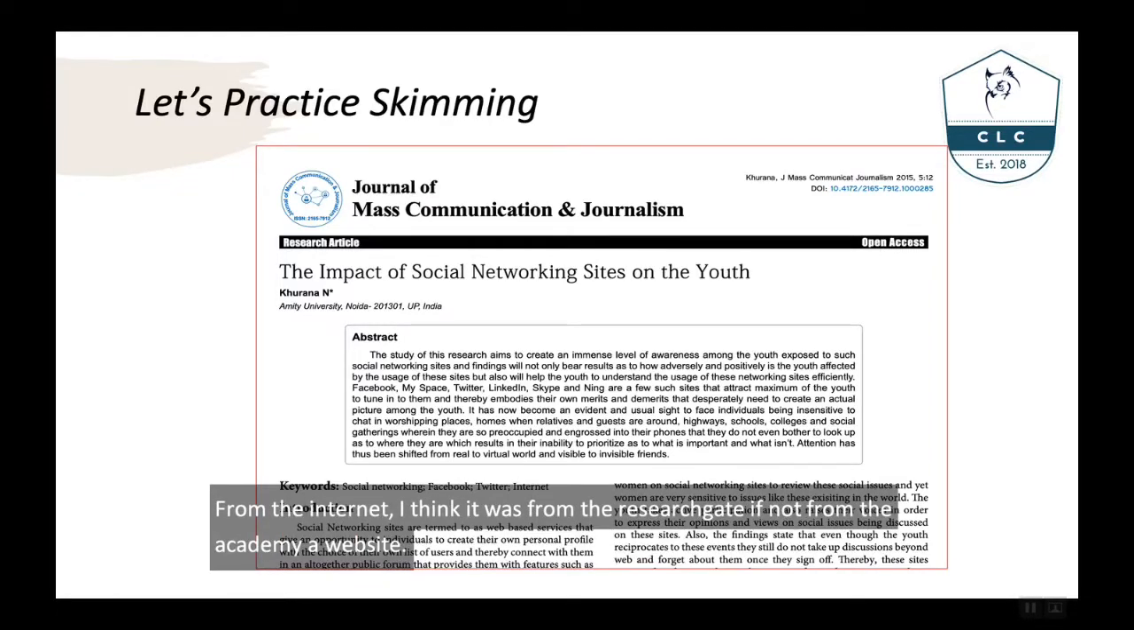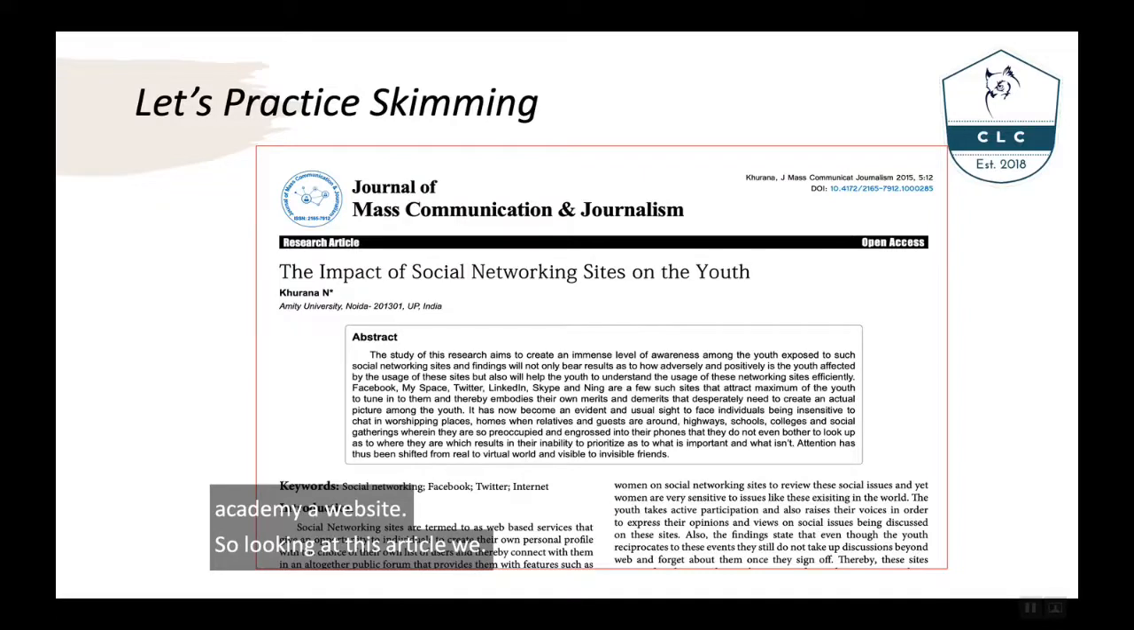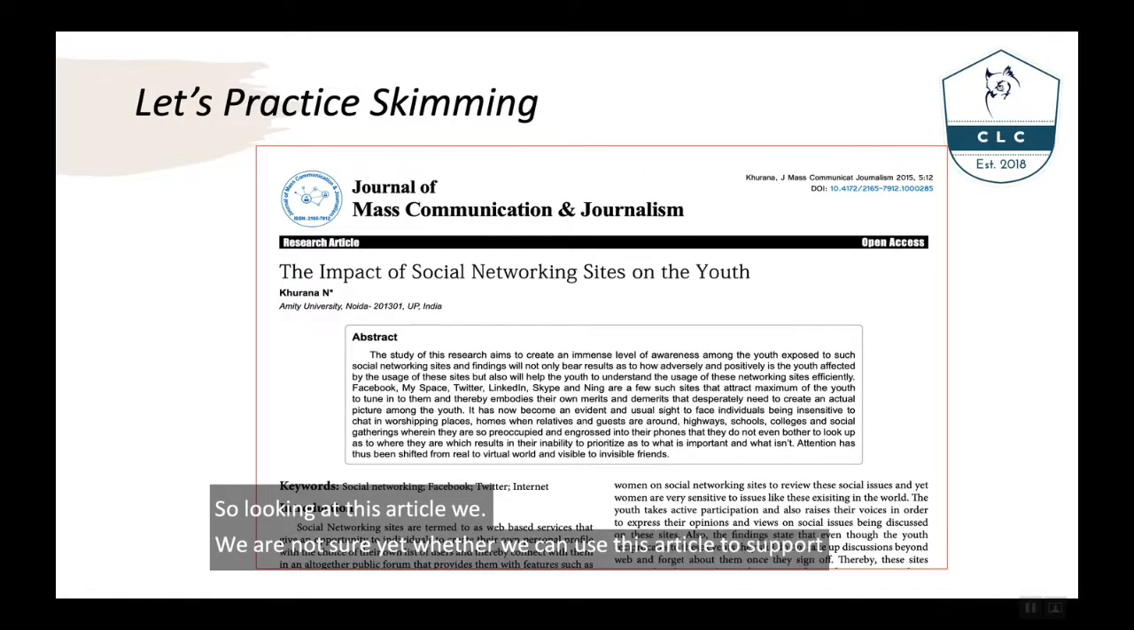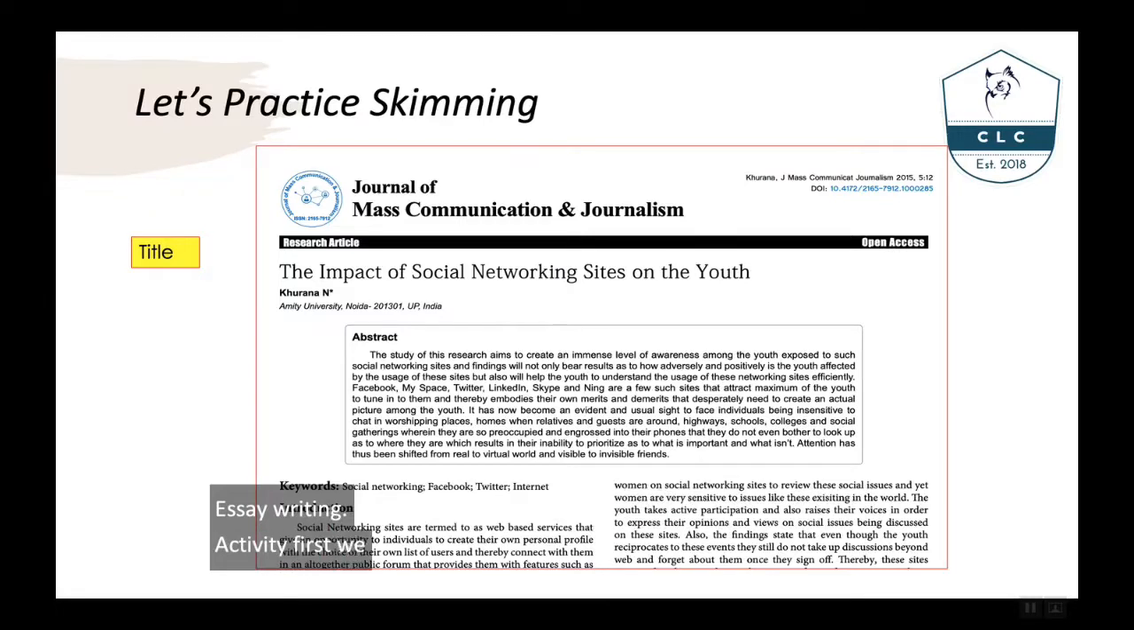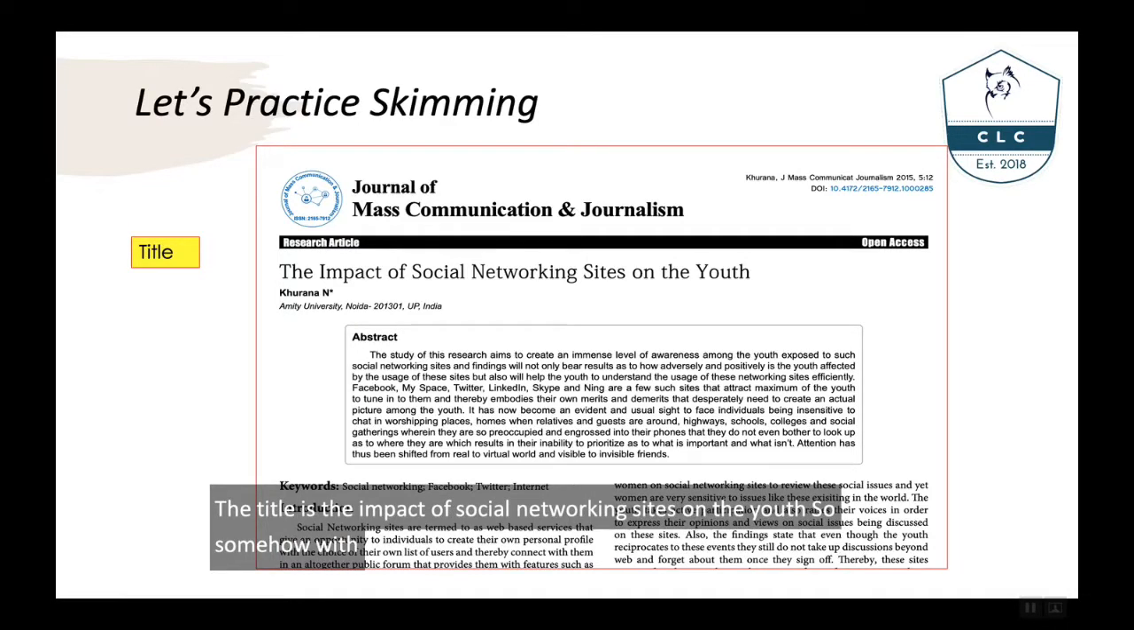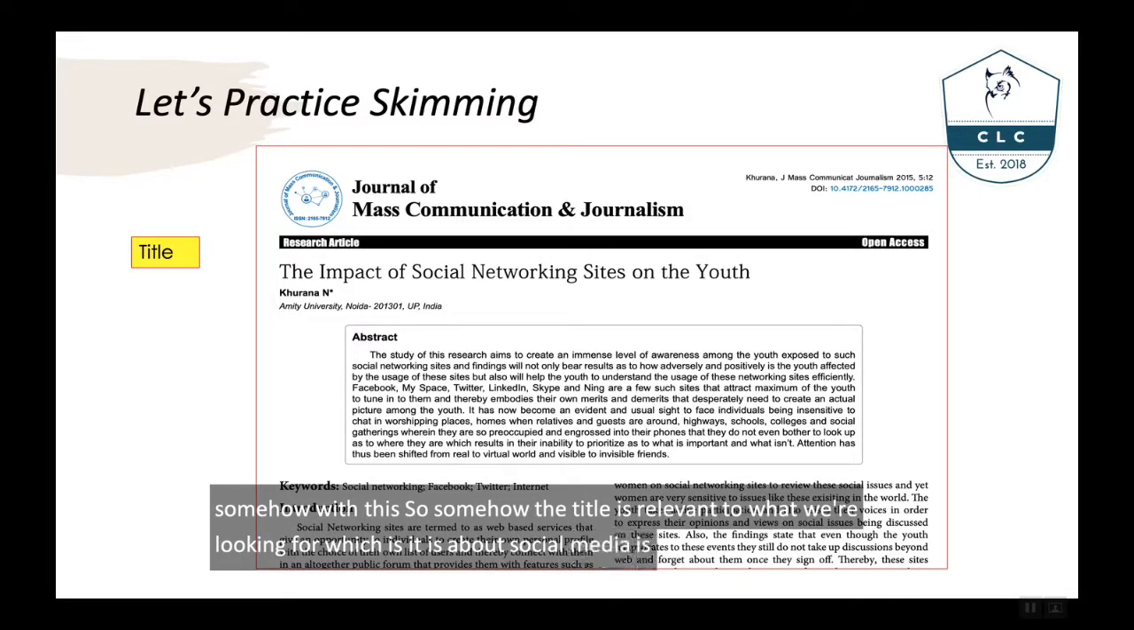So, looking at this article, we are not sure yet whether we can use this article to support our essay writing activity. First, we need to see the title. The title is the impact of social networking sites on the youth. So somehow the title is relevant to what we are looking for, which is, it is about social media, and it is also related to how youngsters use social media.